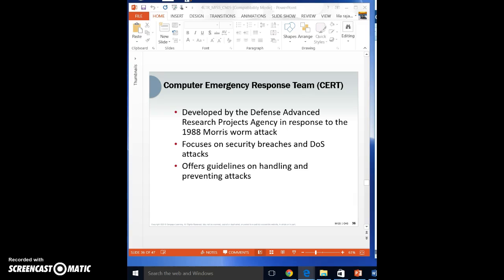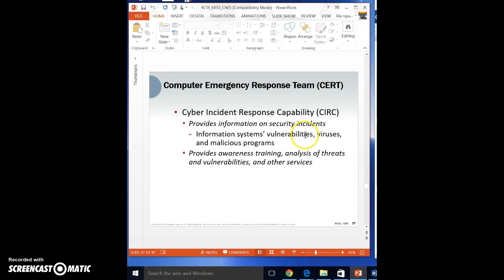The CIRC's main function is to provide information on security incidents such as different vulnerabilities, viruses, and malicious programs. The CIRC organization also provides awareness training, analysis of threats and vulnerabilities, as well as a lot of different training sites and newsletters.